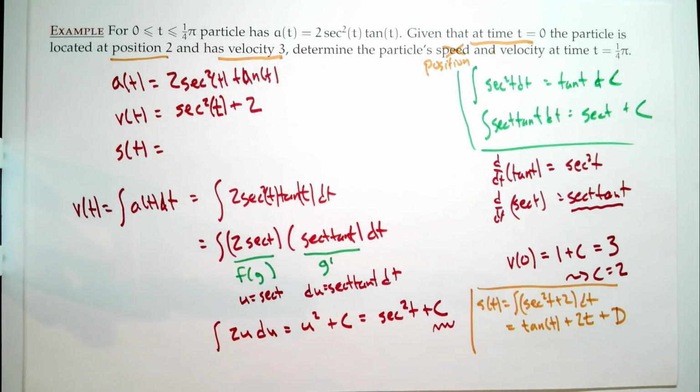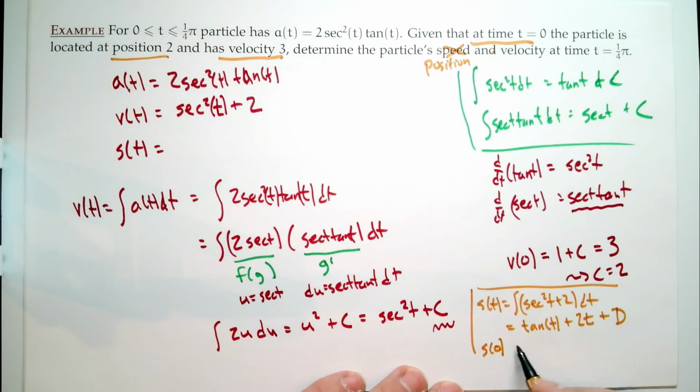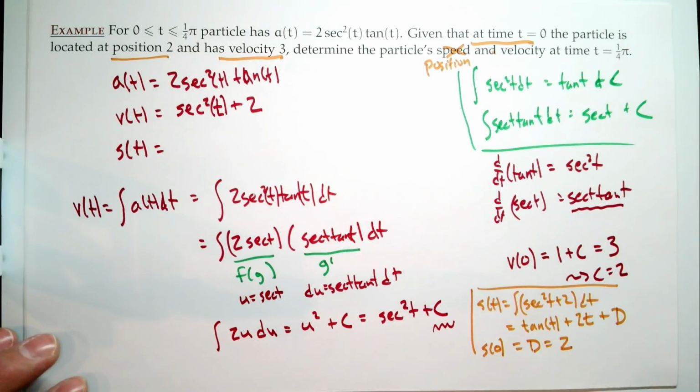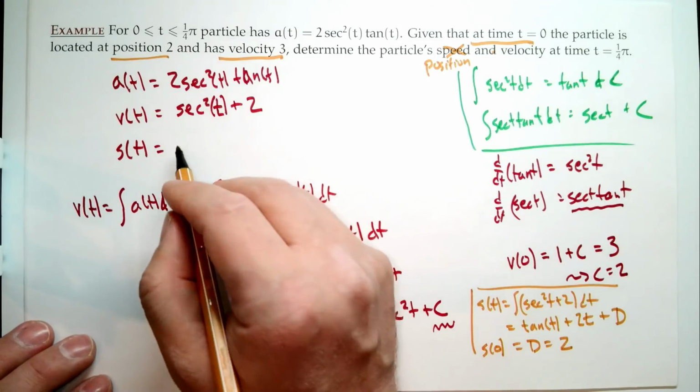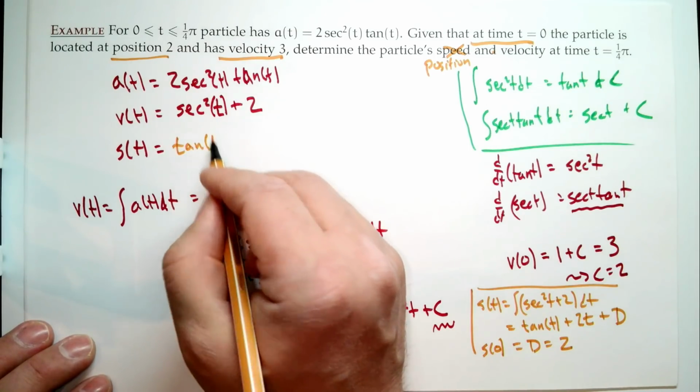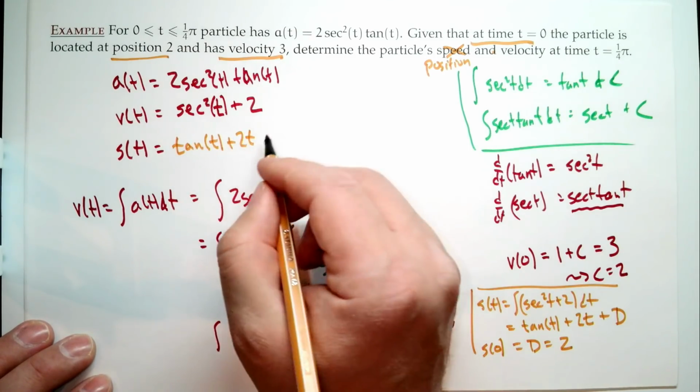And here, we use that information. So at time 0, our position is 2. So position at time 0, tangent of 0 is 0. 2 times 0 is 0, which means we have d, which is 2. So that turns out we know what d is. So our position is tangent of t plus 2t plus 2.